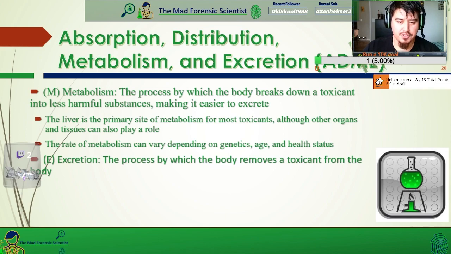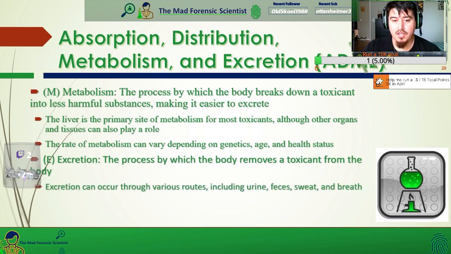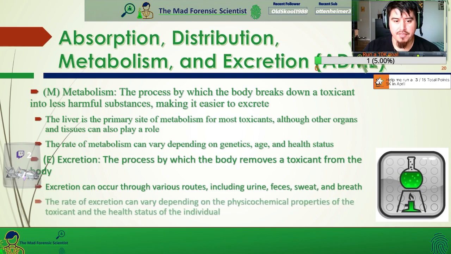And finally, E for excretion, the process by which the body removes the toxicant. Excretion occurs through various routes, including urine, feces, sweat, and even breath. The rate of excretion can vary depending on the physiochemical properties of the toxicant, as well as the health status of the individual. So the healthier a person is, the better they are able to remove toxicants. If the chemical is more lipophilic, then it's more likely to stick into the fat tissues and be harder to excrete.